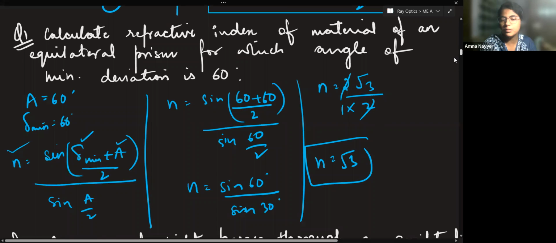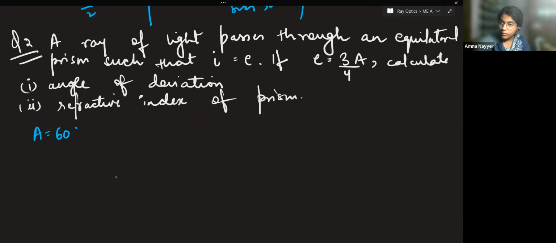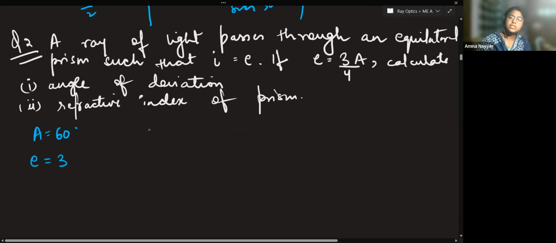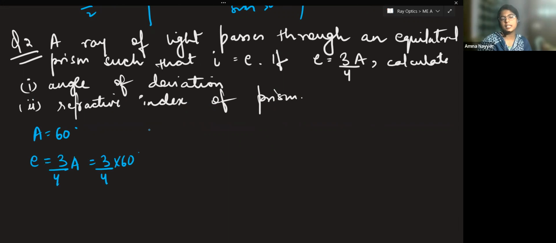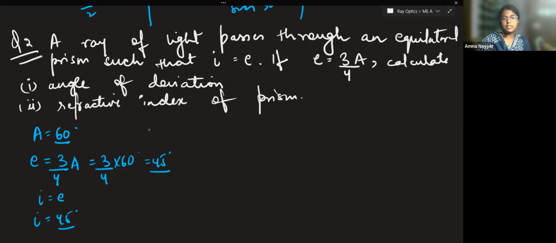One more question, let's do. This question says a ray of light passes through an equilateral prism. It means here A is still 60 degrees. But it says angle of incidence is equal to angle of emergence, and angle of emergence is given as 3 by 4 of A. That is 3 by 4 of 60 degrees. This is what? 45. 4 into 15, 15 into 3, that is 45 degrees. And if I is equal to E, then I is also equal to 45. So 60, 45, 45.